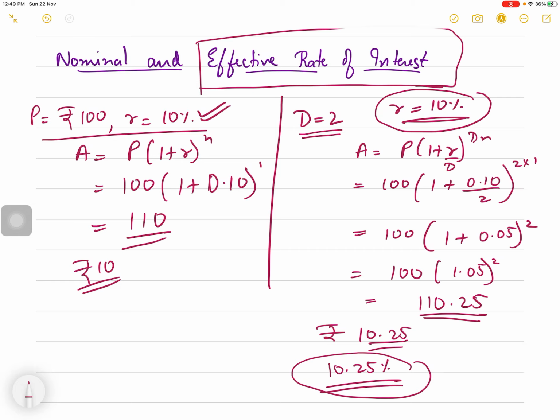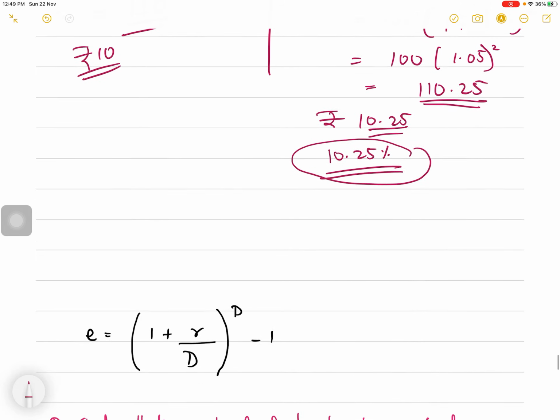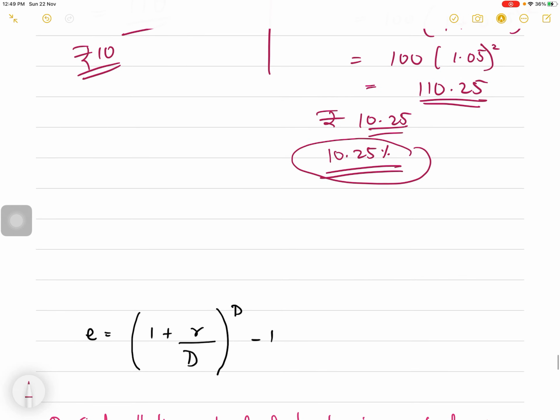So effective rate is the higher rate achieved due to shorter period of compounding than annually. So the formula for effective rate of interest is E is equal to 1 plus R by D, the whole raised to D, minus 1. This formula is very easy to remember. This is the compound interest formula only without P and N.